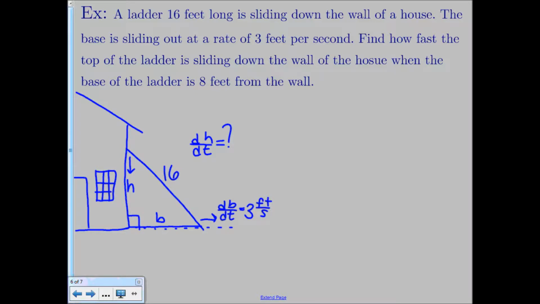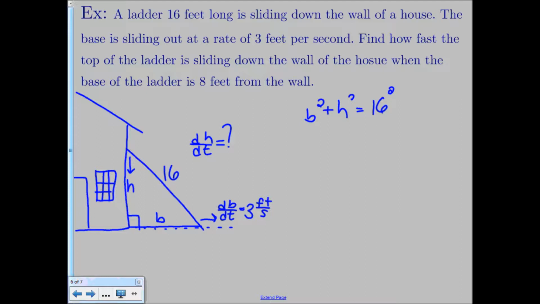So since we have a right triangle and we know how long the hypotenuse is, an equation that's going to work really well for us is the Pythagorean theorem. So we're going to get that b squared plus h squared is equal to 16 squared. Okay, so it might be helpful for us to know what b and h are.